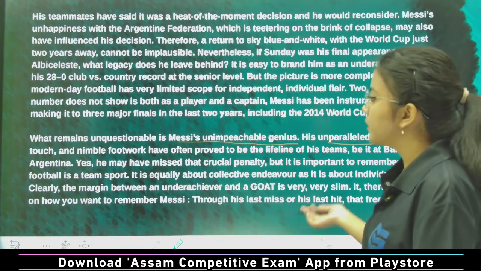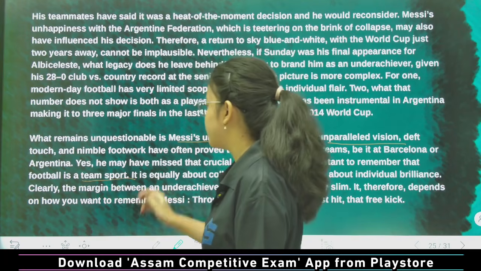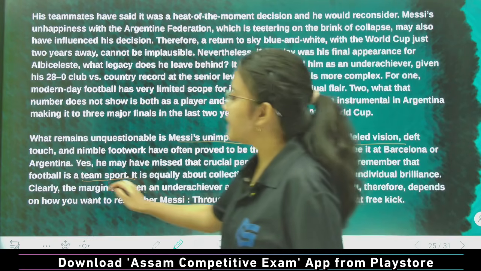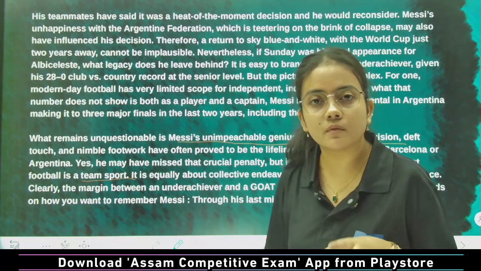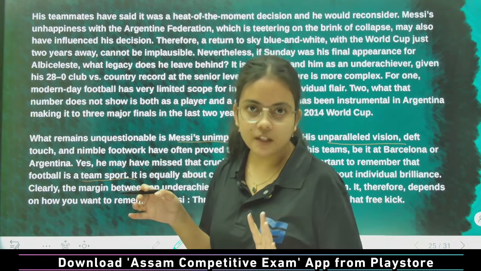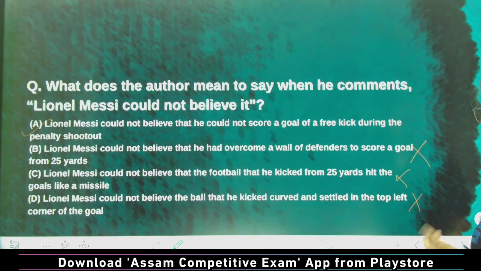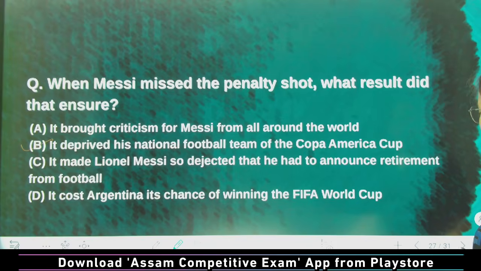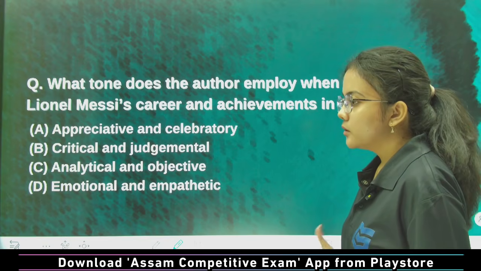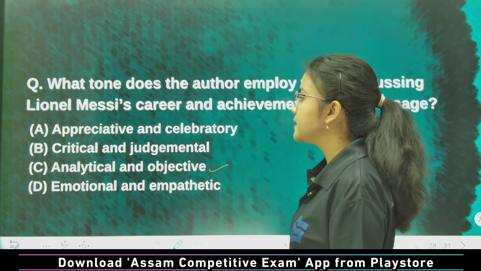But at the same time, the author has also talked about the team contribution. It is important to remember that football is a team sport. So here he has also talked about the contributions of a team, since football is not played by only one individual, there are a number of players. So the passage is analytical, first of all, it analyzes a lot. Then the passage is also objective. So the correct answer is C, analytical and objective.